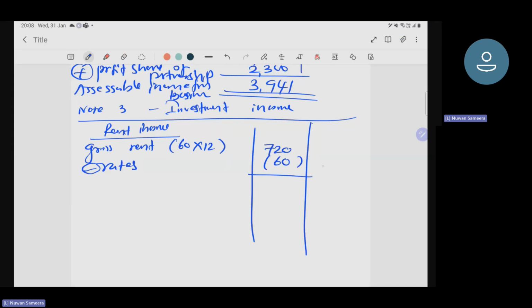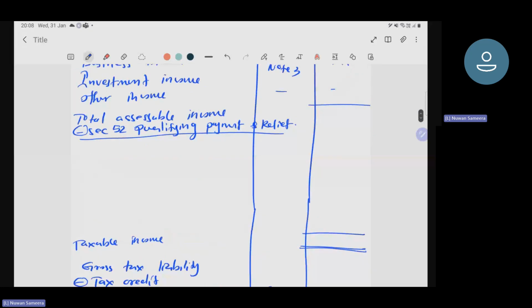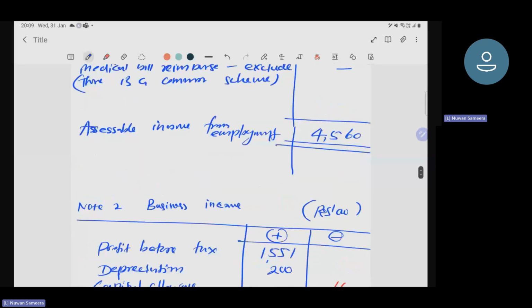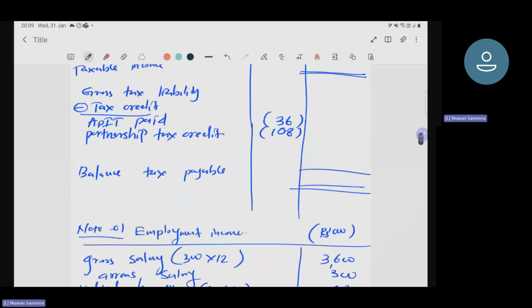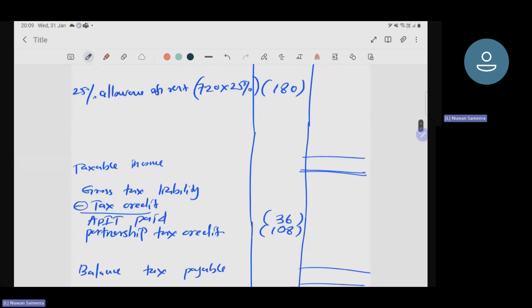So in this case, there is no repair cost. Even though the repair cost is not there, you can take the special qualifying payment. That means 25% allowance on rent. Then how much is the rent? Here rent is 720. So 720 into 25%. That is only applicable for an individual. So 180. You have to do that adjustment.